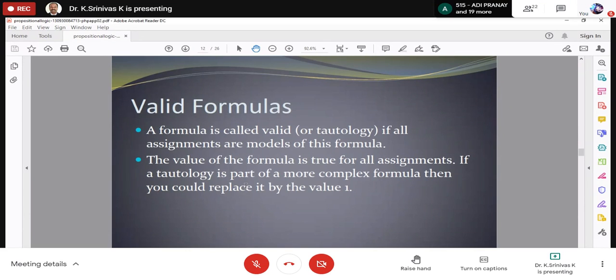A formula is called valid if all assignments are models of this formula. If all the assignments are models of this formula, then it is called a valid formula. Suppose you are asking your friend and he is giving all good suggestions, then you are validating all the suggestions because they are that good. Similarly, if all the assignments of a formula are models, all the assignments are getting one, then it is called a valid formula. The value of the formula is true for all assignments. Okay, so this we'll see in the example itself.